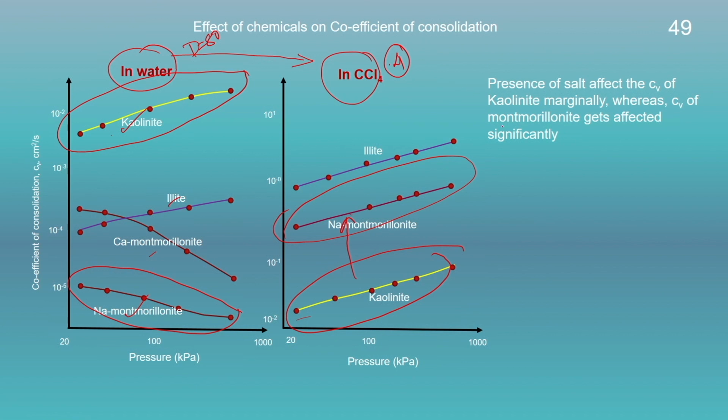The presence of CCl4 affects the Cv of kaolinite marginally. However, the montmorillonites get affected significantly. That is because of the significant influence of CCl4 on the diffuse double layer thickness of montmorillonite.